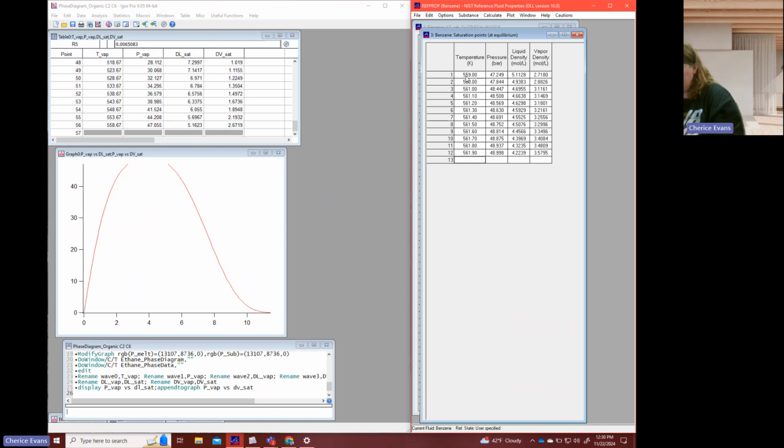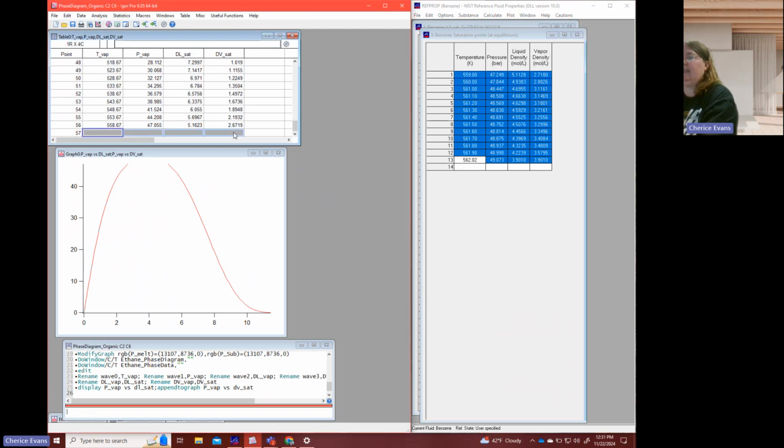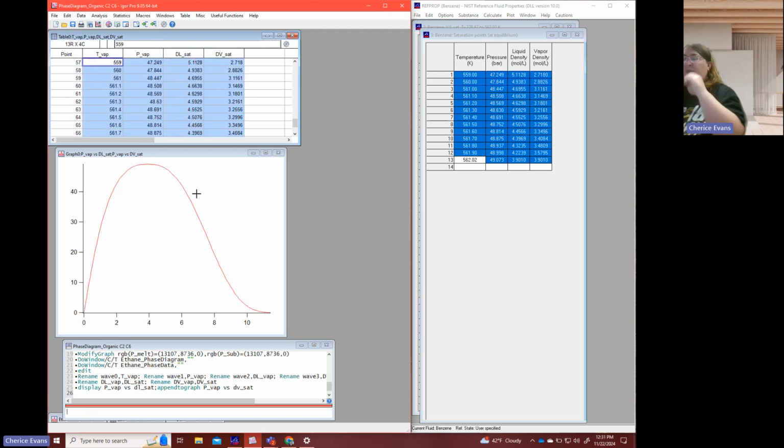Could you use that same stuff as before? Yes, you could. And then 562.02. So now I will take these, I will copy them, and I will paste them into Igor. And now I've filled out my phase boundary.